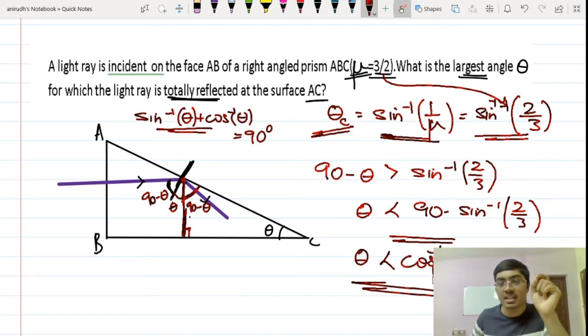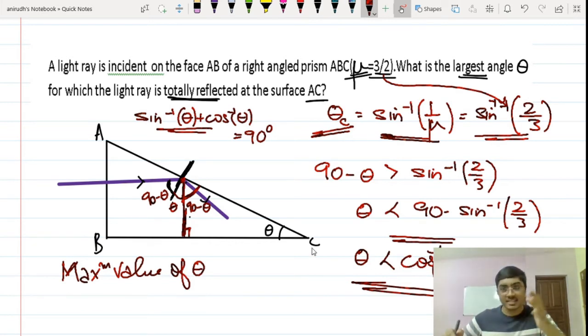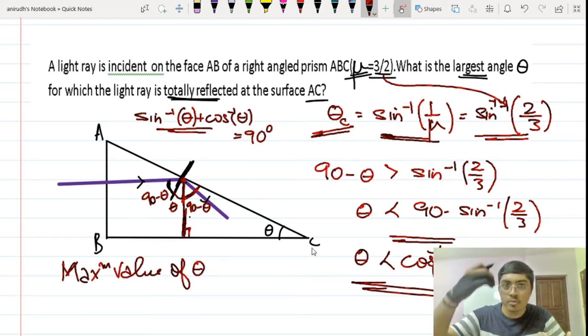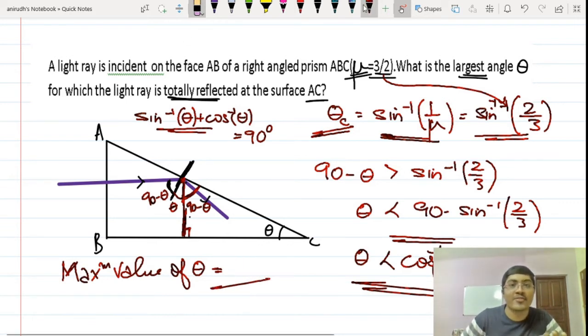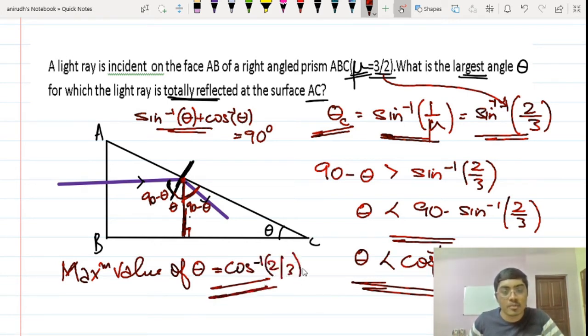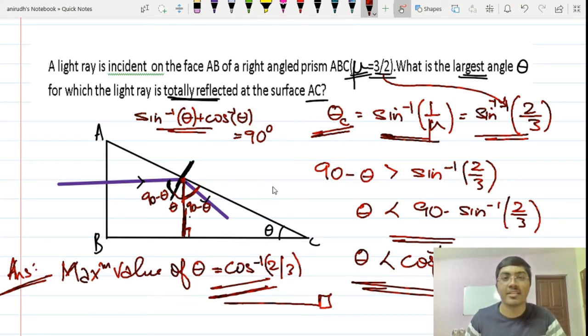So theta should always be less than cos inverse of 2 by 3 for the ray to have a total internal reflection. So the maximum value of theta is, not 2 by 3, cos inverse of 2 by 3. This is the maximum value of theta for which this has to happen. So the answer for this question is this. I hope this is an easy question now. It requires a bit of geometry in this image, but I found this to be a good question to discuss with you.